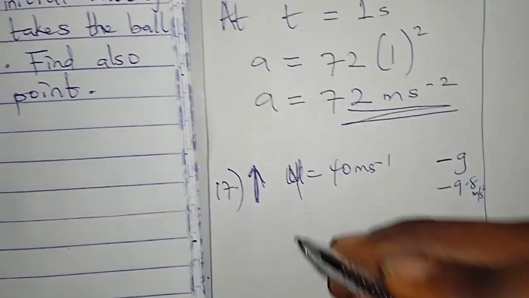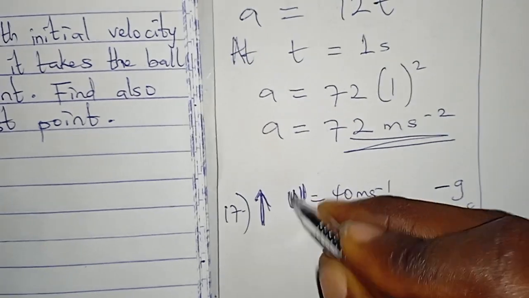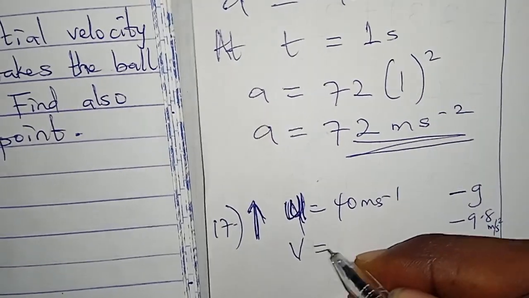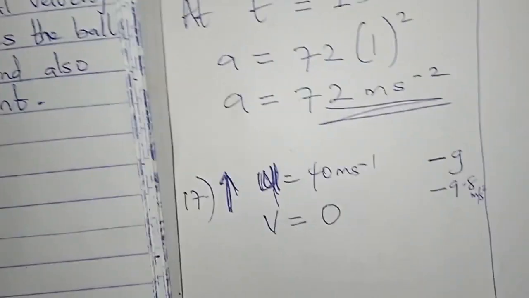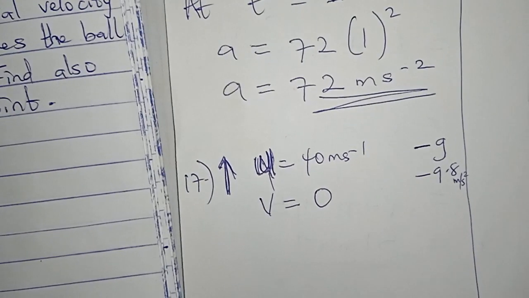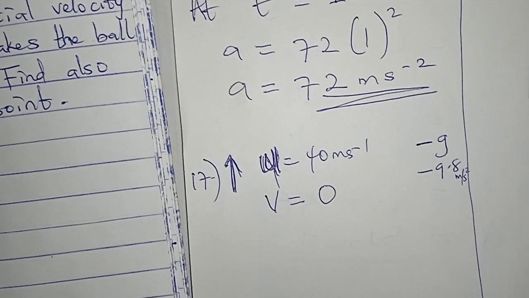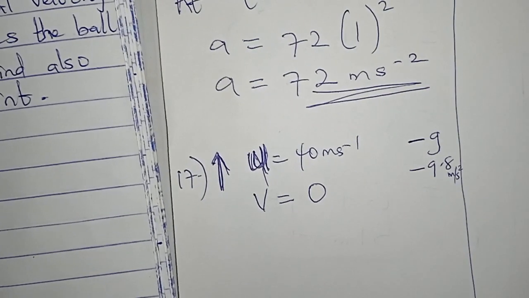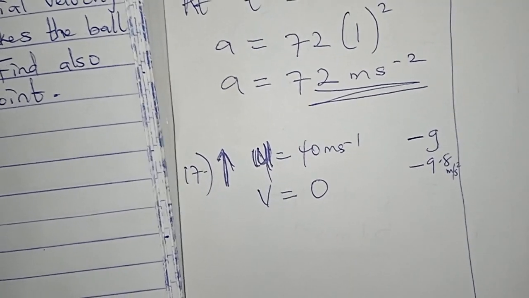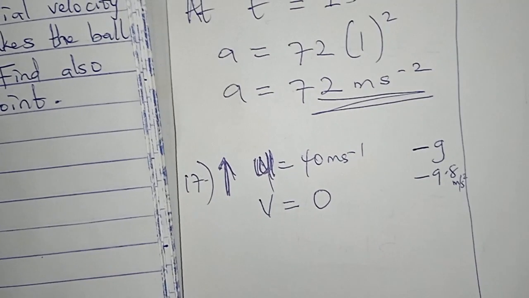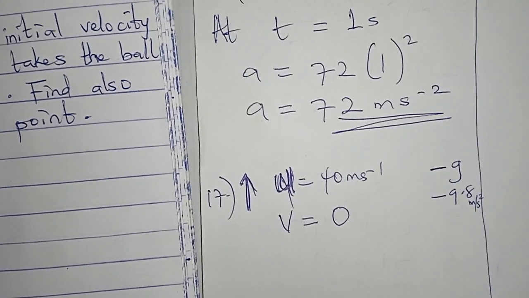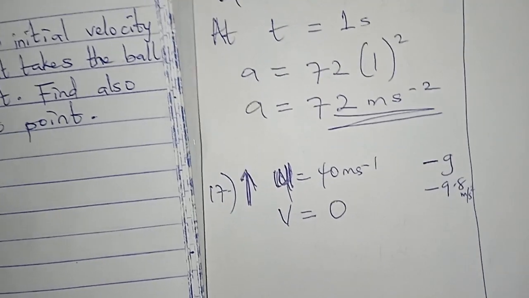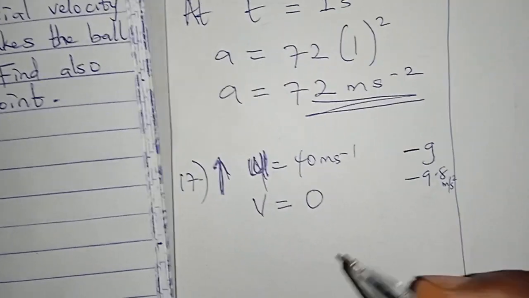The ball is thrown upward. So whenever something is thrown upward, final velocity v is 0, because if it reaches the highest point, there will be no velocity at that final point. But when something is thrown to the ground, if it hits the ground, it will take some direction, maybe right, left, or however it is. So when they say something is thrown up, final velocity is 0. But when they say something is thrown down, initial velocity is 0. So I get my v to be equal to 0.